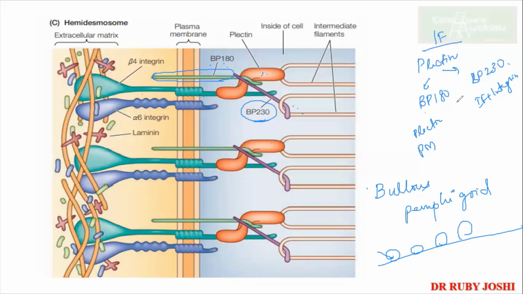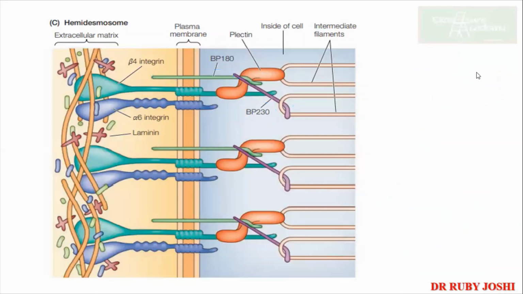So BP stands for bullous pemphigoid, and it is so named because it was first found in this case that it was mutated. Okay, yeah, so that's good. Hemidesmosome is also clear to you guys now.